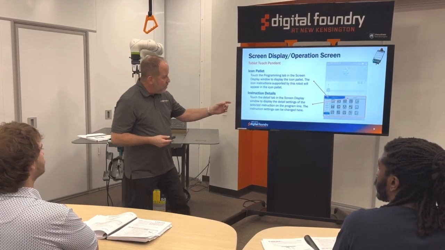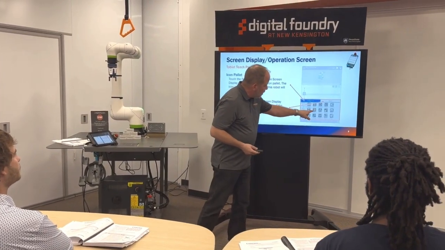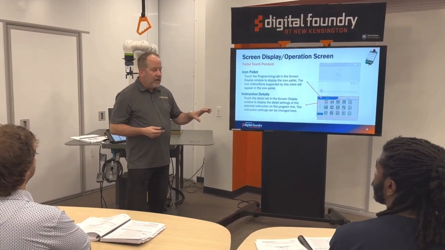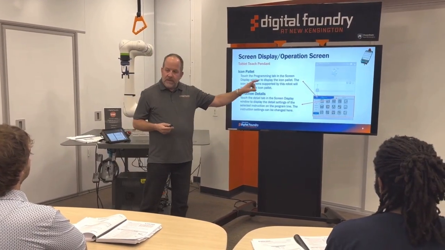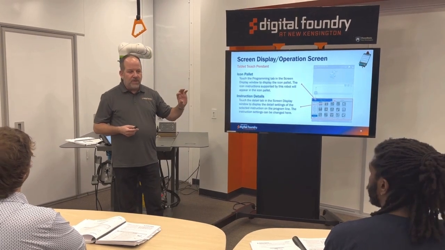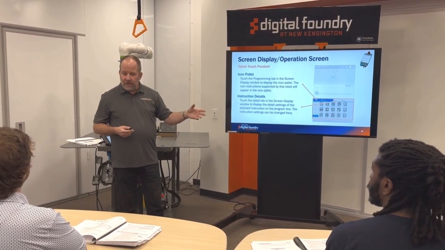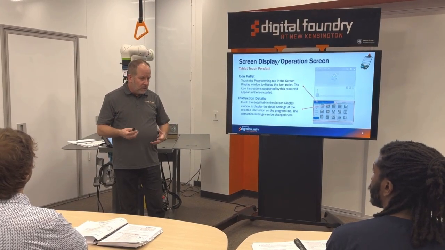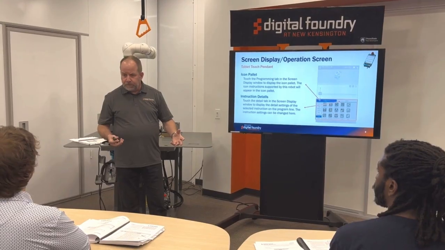So let's say you drag an icon like this up, and let's say it is a linear movement. You can then go into the details of that linear movement, and you can adjust things like what type of movement. Is it fine? Is it continuous? These are the kinds of things that you learned when you went through the handling tool.